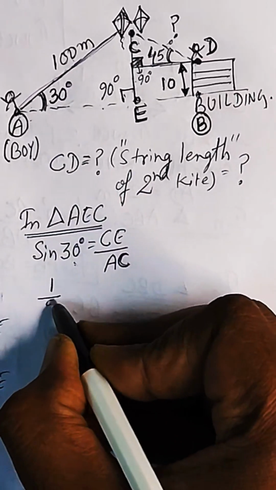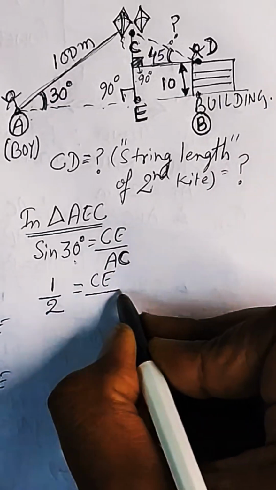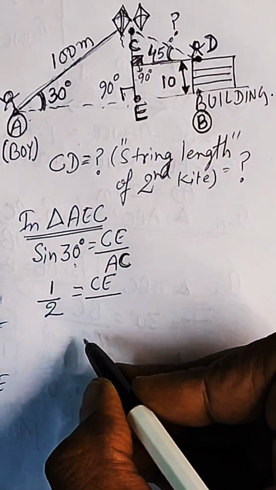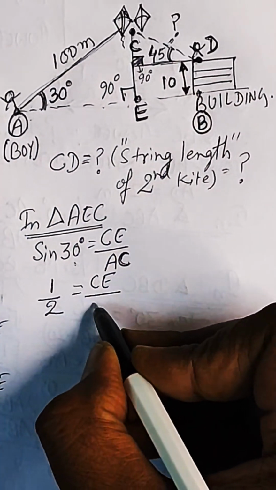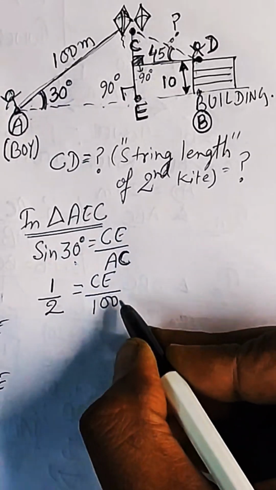Put up the value. Sine 30 is 1 by 2, right? And CE, that is a variable to us. And what is the length of AC? The string length of the first boy's kite. So, that is equal to 100, isn't it? The value of AC is 100.